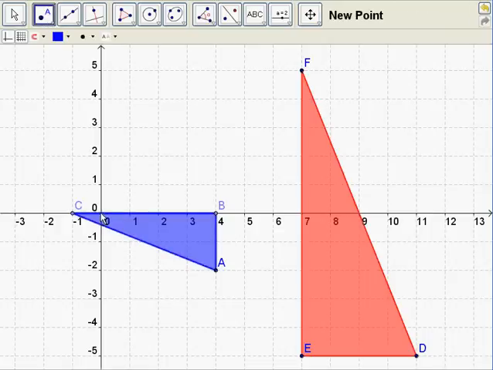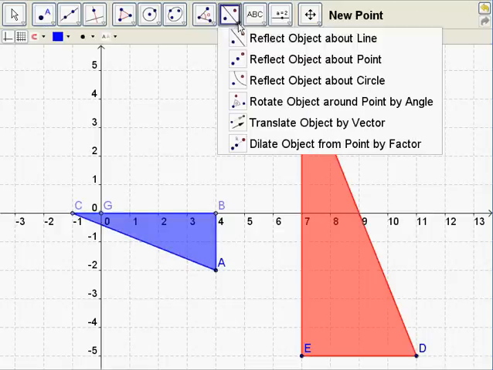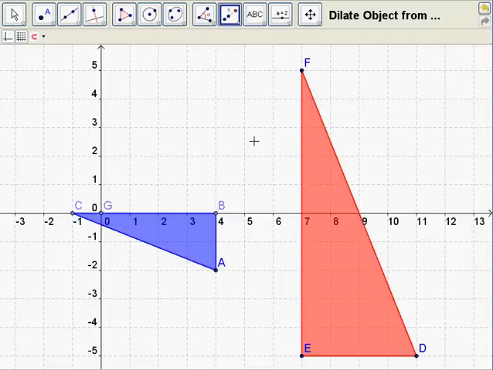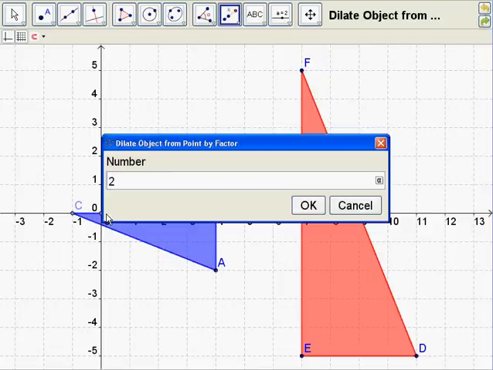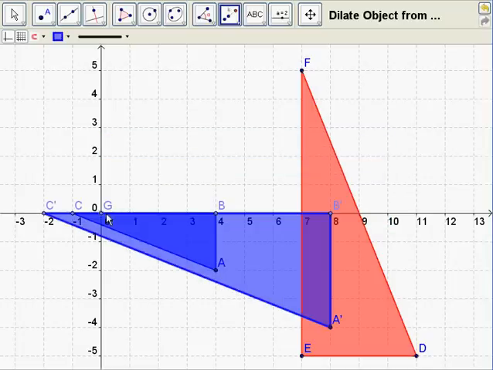So I'm going to dilate right now. I'm going to dilate this object about this point with a scale factor of 2. Okay, and as you can see, the new triangle is the same size as the triangle we want to map onto. So that's very good.